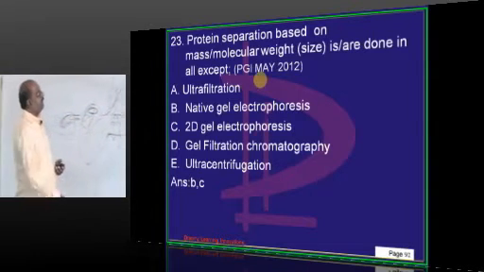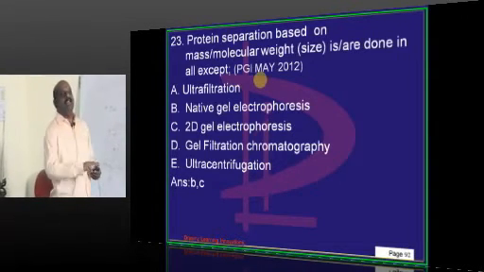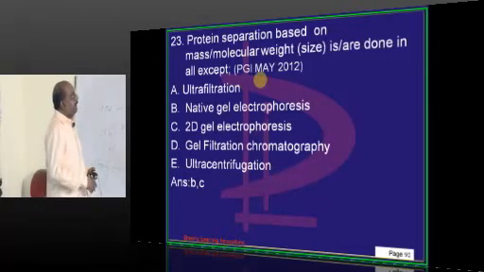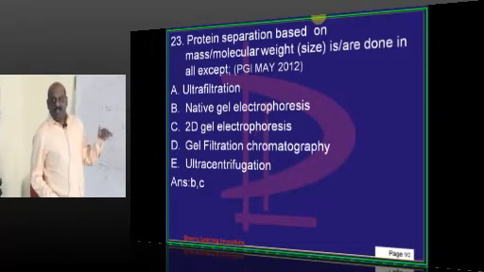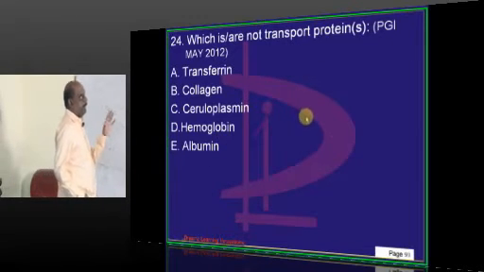So native gel electrophoresis, 2D gel electrophoresis, in both of these the separation is because of electricity, but ultrafiltration, gel filtration and ultracentrifugation, in these three, because of the molecular size the separation of proteins occurs, is what you need to remember.